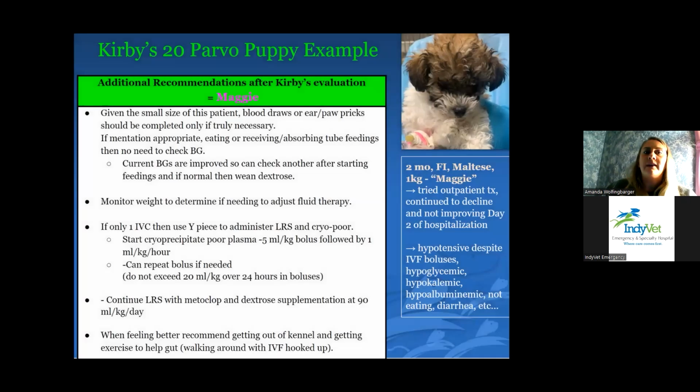And then again, this is why I couldn't fit everything in, but this is how we can apply Kirby's Rule of 20. She goes into saying why we're not doing big blood draws on this tiny patient. We don't want to exsanguinate her. Recommendations going forward include monitoring her weight, some IV fluid therapy recommendations, and some recommendations to get her albumin back up and help support her colloid osmotic pressure.